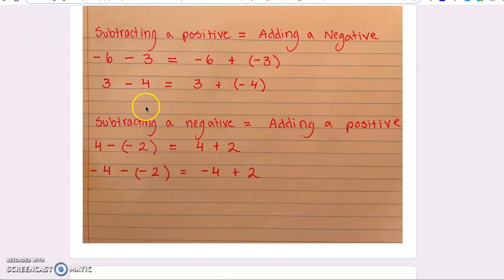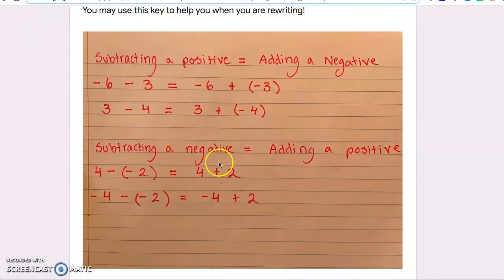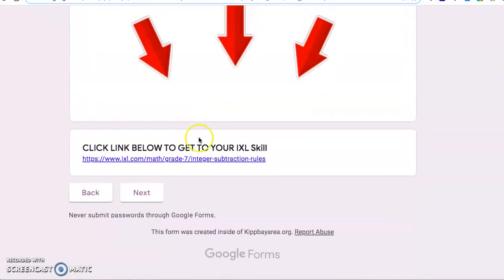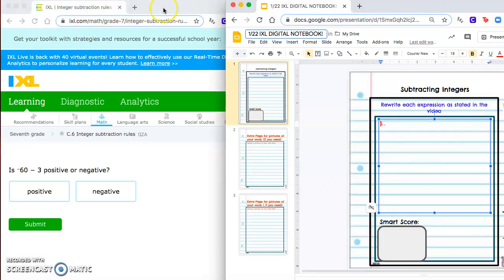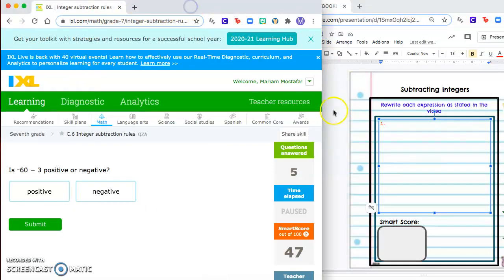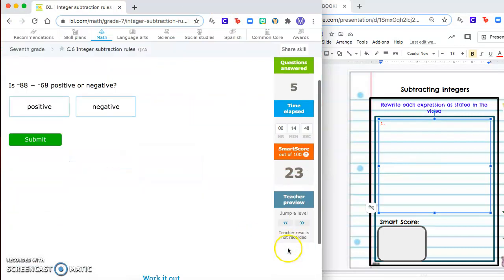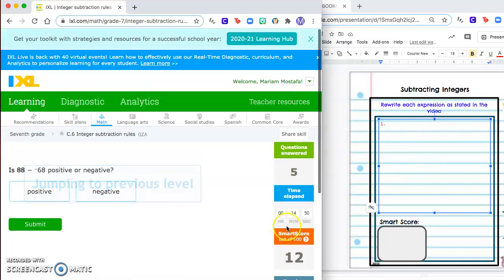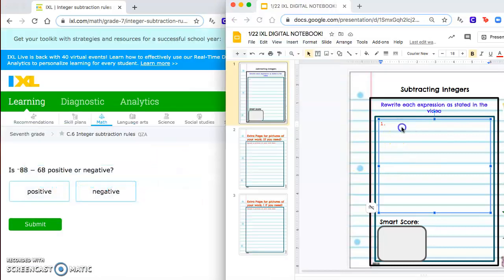So what you are going to do is click this link. You could use this anytime you need to when you're doing this. You're going to click the link over here, and it's going to lead you to this iExcel skill and the digital notebook. Now, in the digital notebook, you can either take a picture of your work, or you could literally type it here.